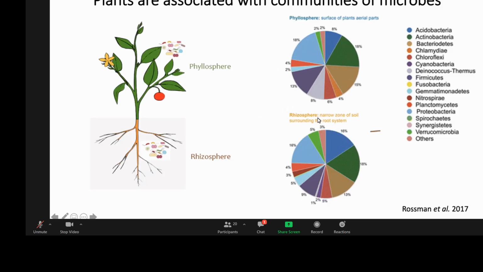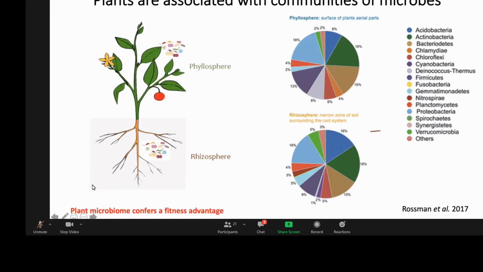And what you can appreciate from first glance is that there's quite a bit of overlap in terms of the bacteria present between the phyllosphere and the rhizosphere, right? So there's a large similarity, but you can also see that there are differences. For example, in the rhizosphere, you have things like Nitrospirae, colored here in dark red, which is not present in the phyllosphere. And the same is true for the phyllosphere, where you have Chlamydia that is not present in the rhizosphere. So there's quite a bit of overlap, but of course, there's some distinction between the microbes present.